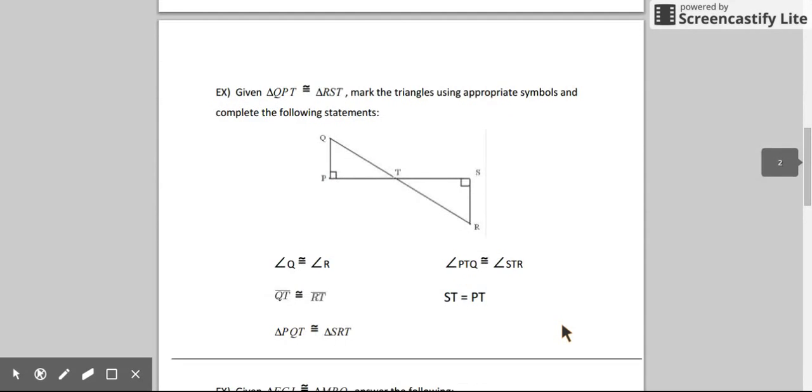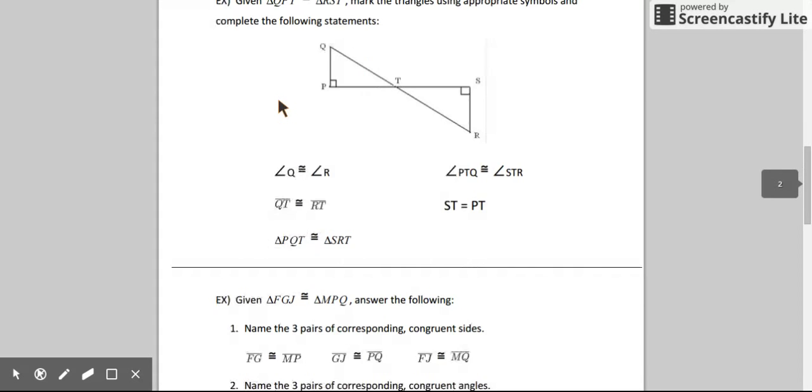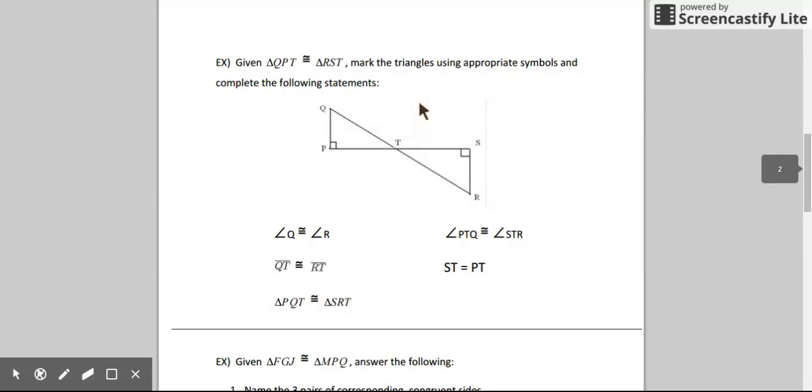Sometimes you may be given examples where you're just given the congruency statement and a diagram without any of the congruent symbols, in which case you can use your knowledge of corresponding pieces to draw in the congruent symbols. So angle Q is going to correspond with angle R. So we could say that those angles are congruent and give them congruency symbols. Angle P is congruent to angle S. They already have a congruent symbol there. And angle T is going to be congruent to itself because it's a vertical angle here.